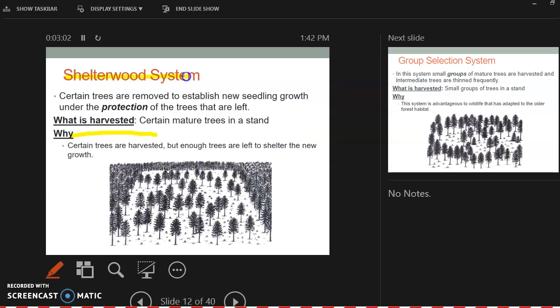So then shelterwood system. Certain trees are removed to establish new seedling growth under the protection of the trees that are left. So shelterwood, think of it as they're sheltering. They're sheltering the new growth. There are trees that are left behind to shelter the new growth. So then what is harvested?